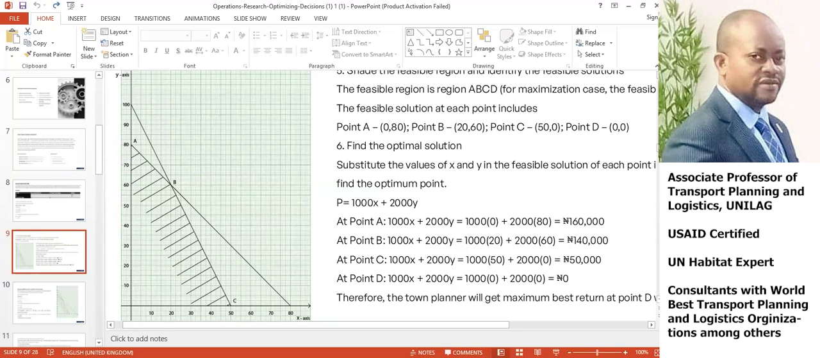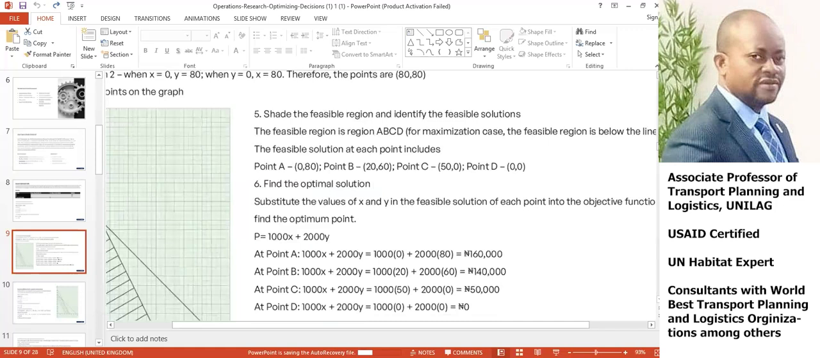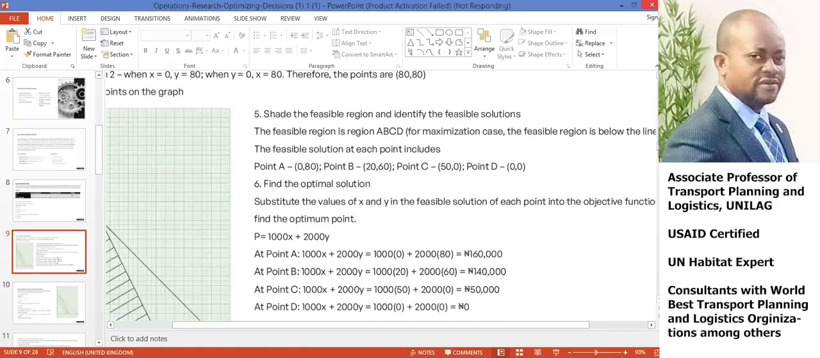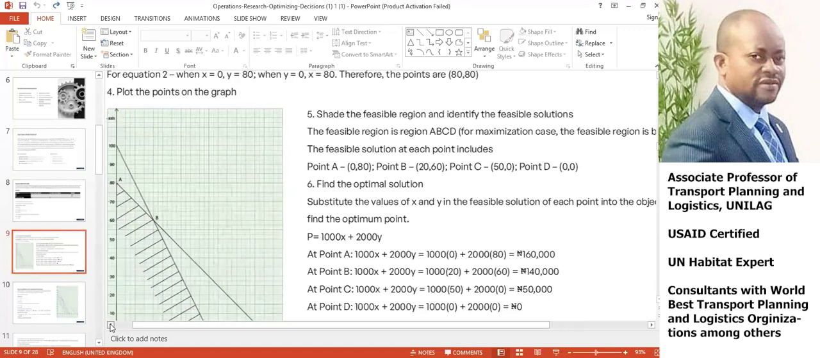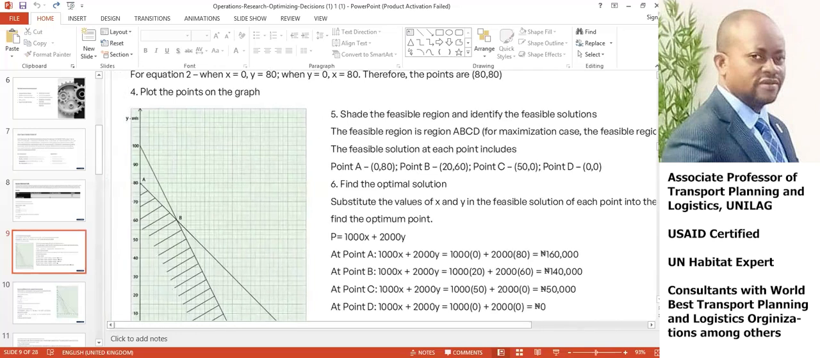Yes, sir. I hope that is clear enough. Do you have any question on this linear programming? It is straightforward. How you got the feasible region is not clear. Okay, very good. Let me go back to how I got the feasible region.